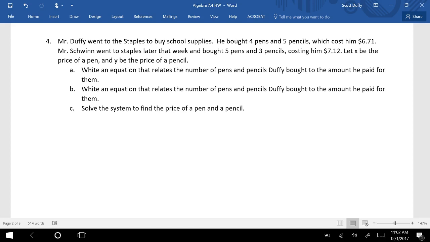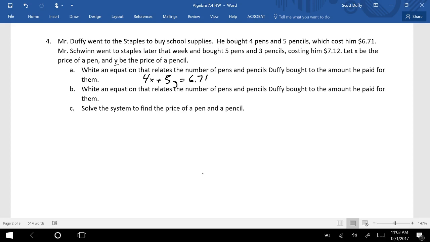So I'm going to write an equation that relates the number of pens and pencils Duffy bought to the amount he paid for them. So what I'm going to do is say that X is the price of a pen, and I bought 4 pens. So that would be 4 times X, and then I'm adding the price of my pencils. I bought 5 pencils for a price of Y each, and I know that totaled $6.71.